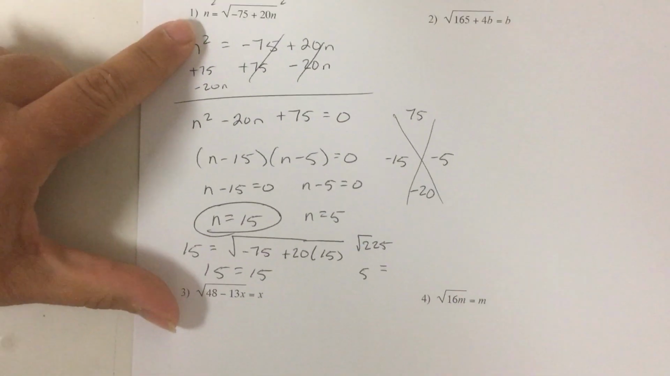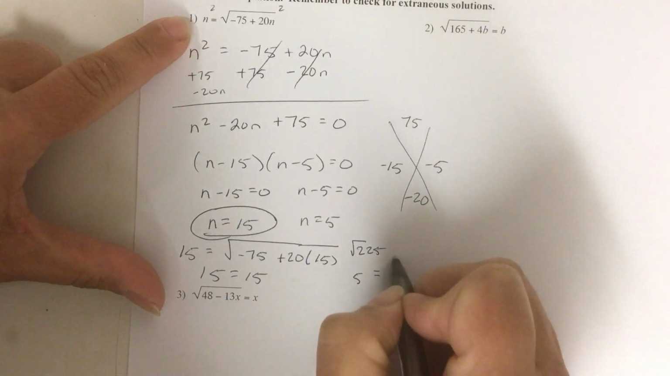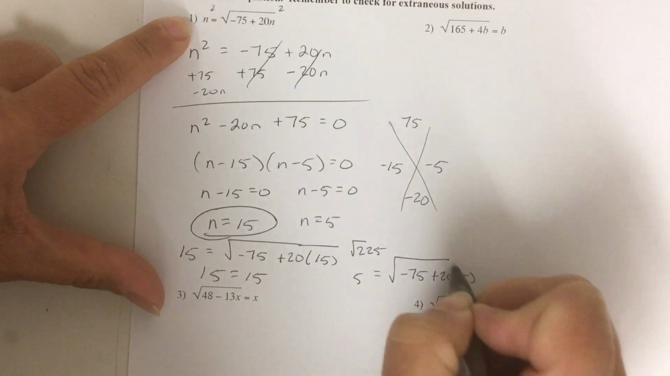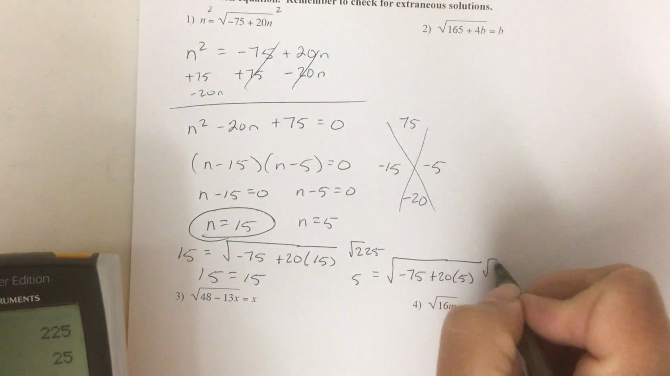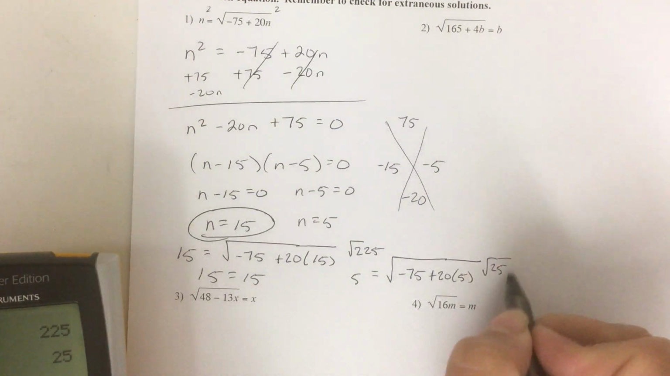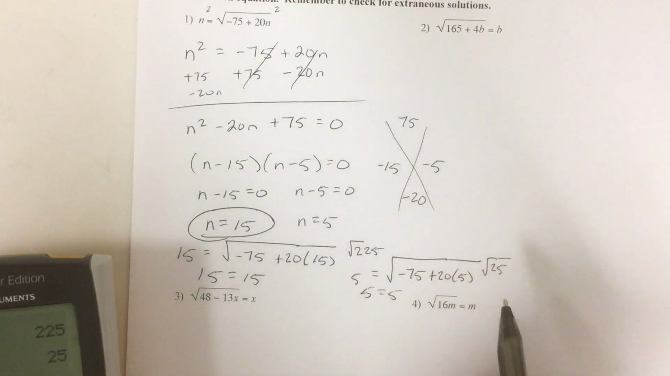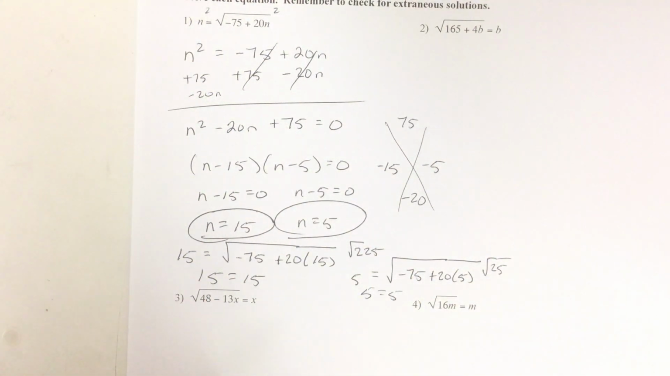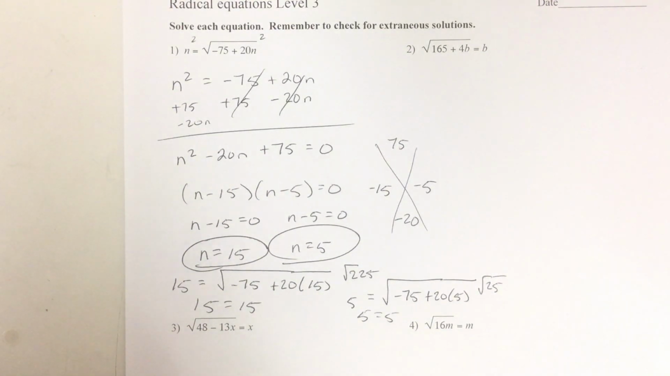If you try 5, I'm going to make this smaller so you can see it all. So you're plugging 5 in for n, so 5 equals the square root of negative 75 plus 20 times 5. So negative 75 plus 20 times 5 is the square root of 25. So they both work because the square root of 25 is 5. You get 5 equals 5. Sometimes you'll get 5 equals negative 5, but it worked. So on that one, we have 2 answers. Okay, so this has more steps to it than the ones we've been doing.